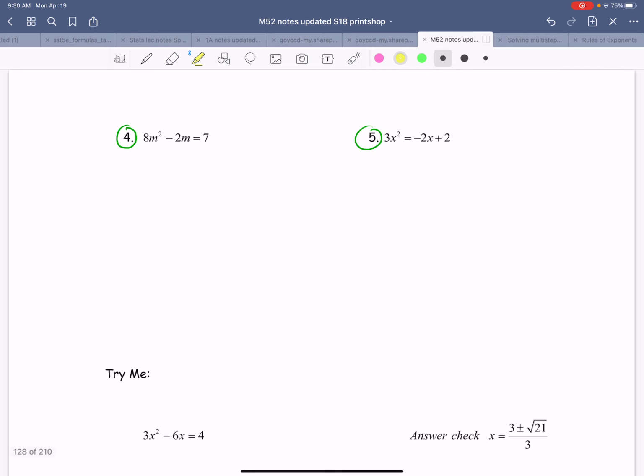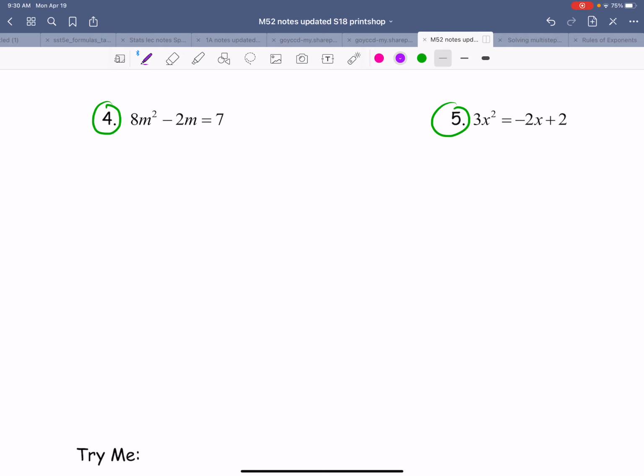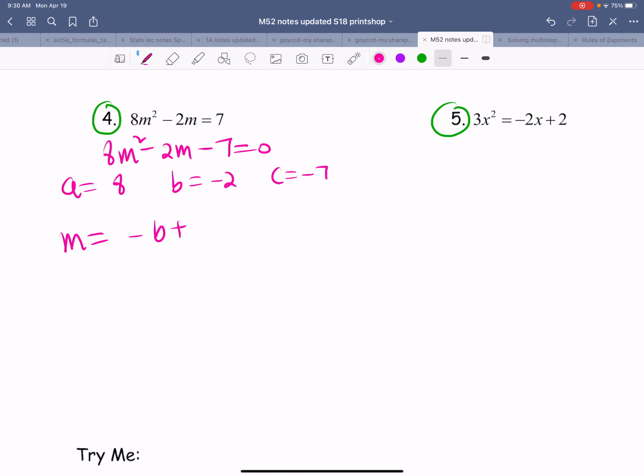Let's see 2 more examples of quadratic formula, then we'll call it quits. 8m squared minus 2m equals 7. Again, the first step is to bring everything to the left-hand side and write in the standard form. A is 8, B is -2, C is -7. Now, quadratic formula says x equals, in my case, the variable is m, equals -b plus minus square root of b squared minus 4ac divided by 2a.